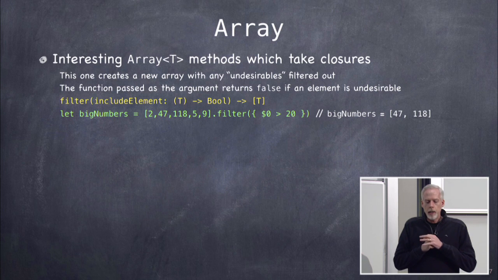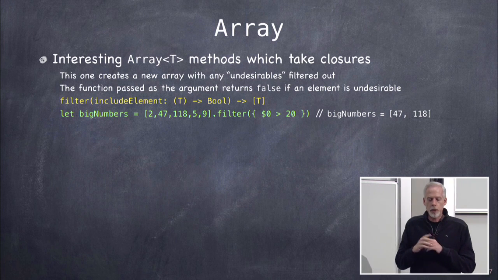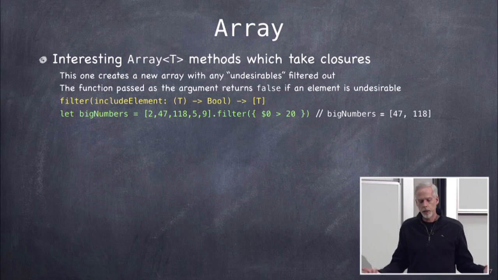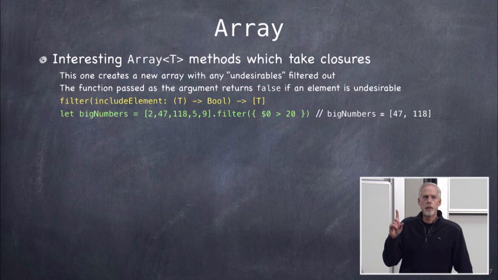So let's look at this. This first function right here called filter is an array method. It's just func in array, nothing special about it. It has one argument, which is called include element. And that argument is a function. It's a function that takes one argument, which is of the same type as the things in the array. Because it's a T, I have an array angle bracket T. It's a generic type, so this function is declared in that generic type.